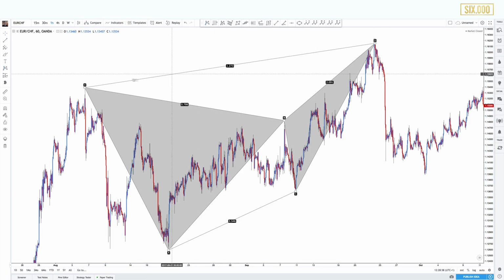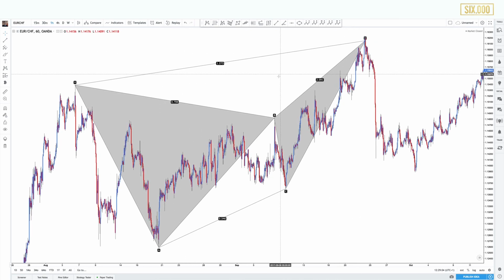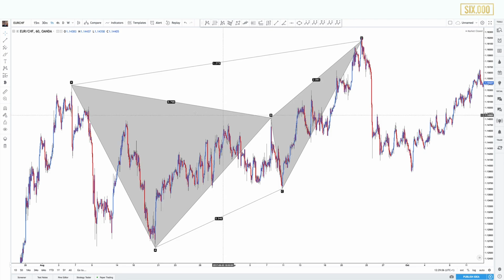We've got 1.272. This is based on an XA projection. Of course, the D point is higher than X in this situation. This is a bearish butterfly. We're looking for that B point to be as close to that 0.786 as possible. We're roughly 1% above, which is perfectly fine. It's still a valid formation.